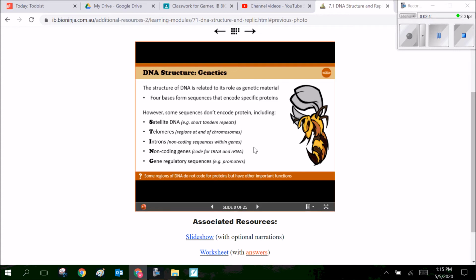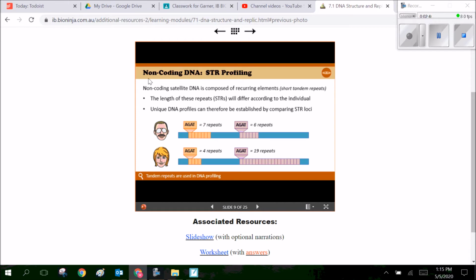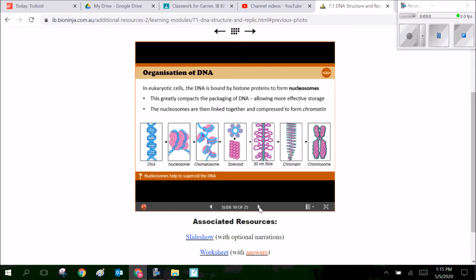You can remember this by STING, but again, it's not wholly important or vital for you to know. Non-coding DNA, STR profiling. This is back when we talked a little bit about DNA profiling and gel electrophoresis and stuff like that, looking at the number of repeats. Again, I'm going to skip over this because the more important stuff is later on.